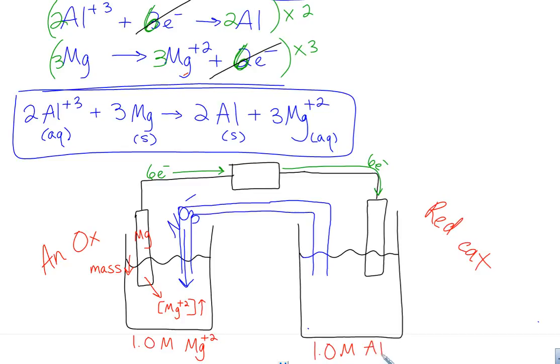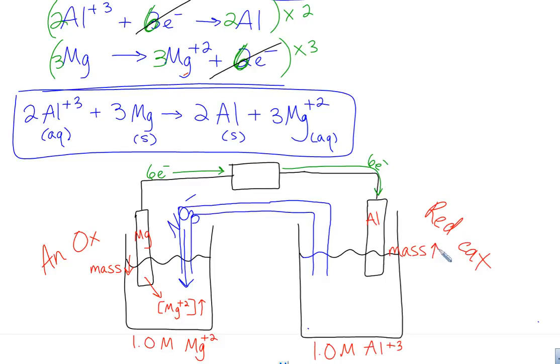Again, maybe like nitrate, chloride. Those are probably the most common. Maybe sulfate. Something that's usually a spectator. All right, this would be my solid aluminum electrode. As we run the reduction half reaction, I'm going to consume those 6 electrons and form more aluminum solids. So this mass will increase.